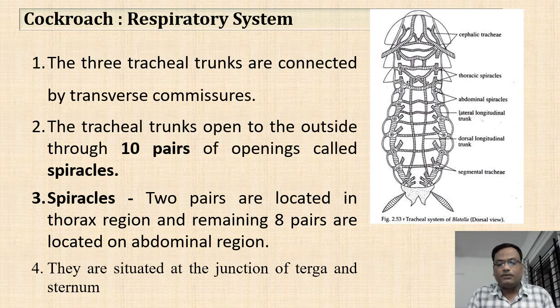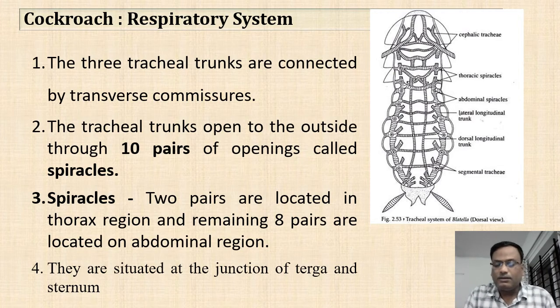There are 2 pairs located in the thoracic region and 8 pairs located in the abdominal region. Now, where do you find these spiracles? Spiracles are located at the junction of terga and sternum. You just think of cockroach, the dorsal part and the ventral part. And at the junction of these dorsal and ventral part, representing terga and sternum, we find the spiracles.